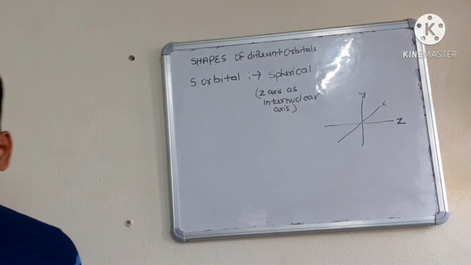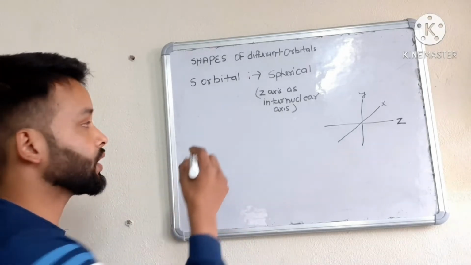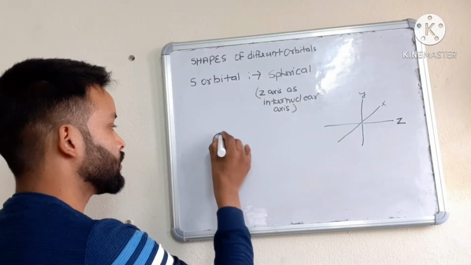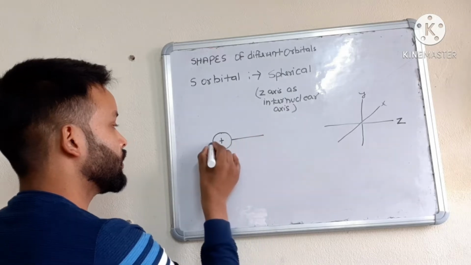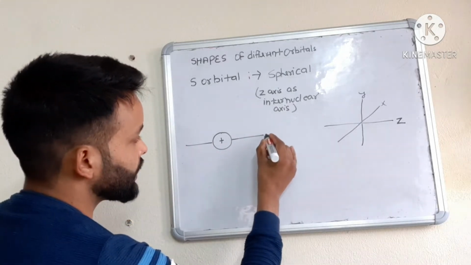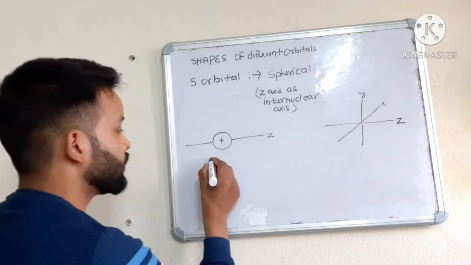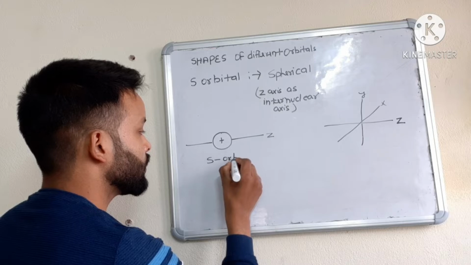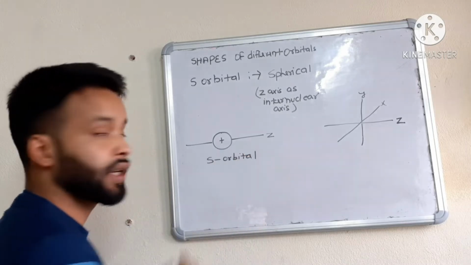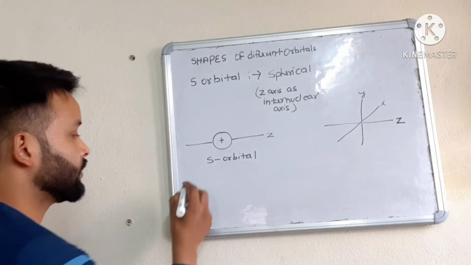So drawing the s orbital first. As I told you, it is spherical in shape. So this is the structure of s orbital. As I told you, z-axis is the internuclear axis. So this is s orbital. Okay.